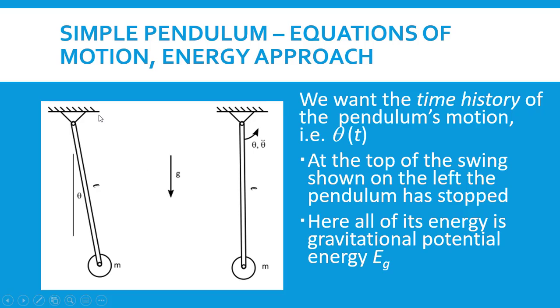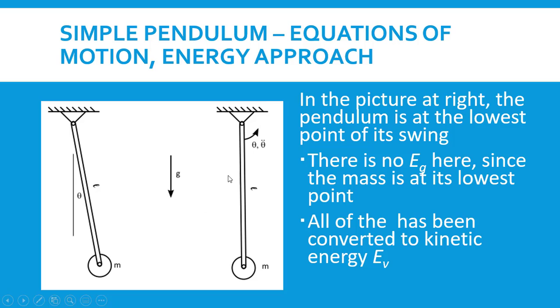Now on the left, we show the pendulum deflected at the top of its swing. So at this point in time, the pendulum is not moving, and it has moved up from its lowest position, which is shown on the right, and stopped. So it has no energy of motion, it has no kinetic energy, it's just stopped, and it has at that point in time all of its energy as gravitational potential energy.